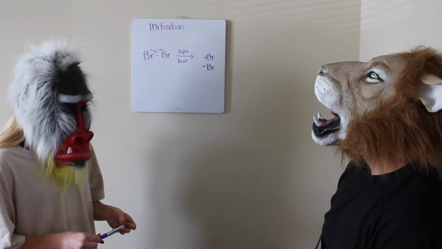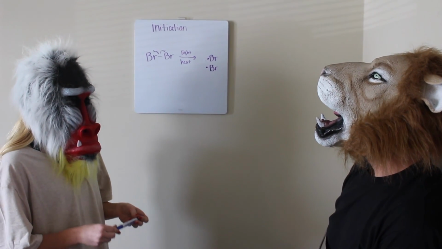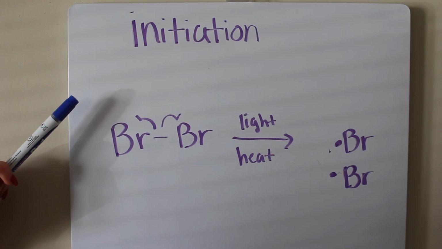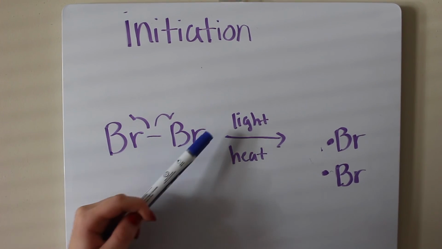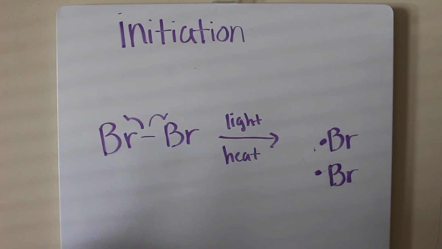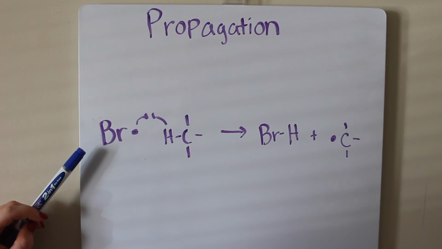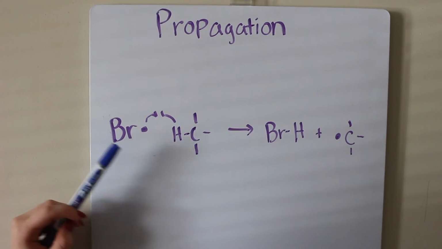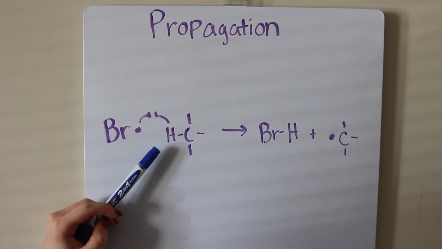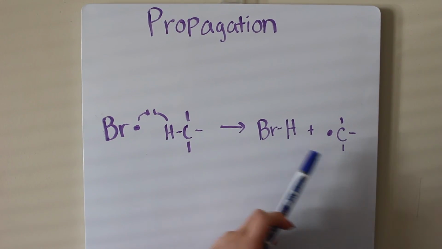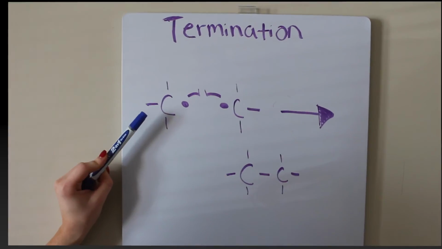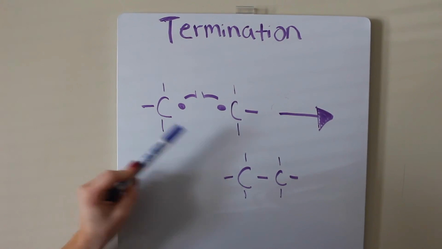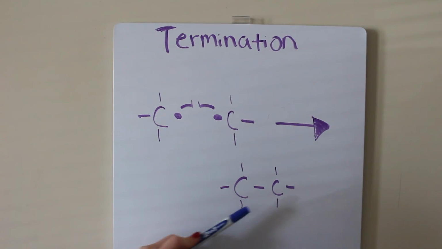Radicals are most stable at the tertiary position, similar to carbocations. In initiation, bromine is treated by either light or heat to produce two bromine radicals. In this example of propagation, a bromine radical extracts a hydrogen from a carbon, forming HBr and a carbon radical. In this example of a termination reaction, two radical species come together and form a bond.